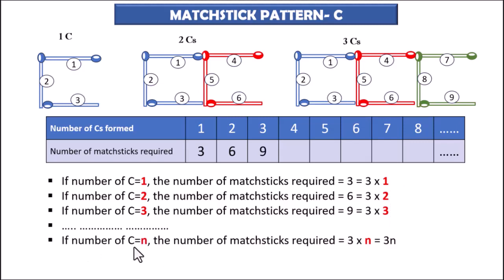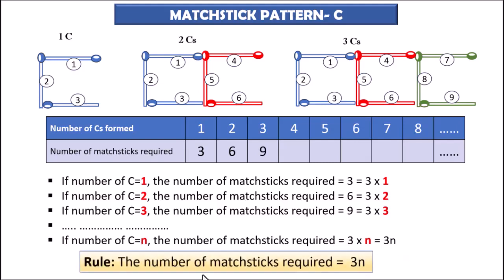So if the number of C is equal to n, the number of matchsticks required will be 3 into n, that is 3n. That means if we have to make n number of C's, we will require 3n matchsticks. So what is the rule? The rule will be: the number of matchsticks required is equal to 3n. Now let us apply this rule and fill up the remaining table here.